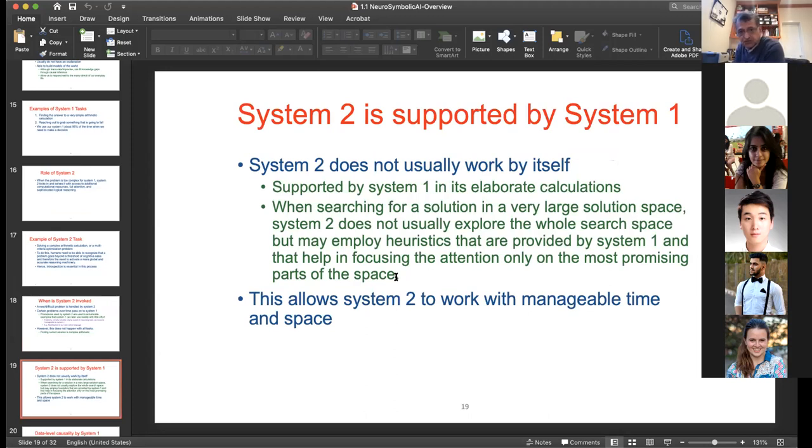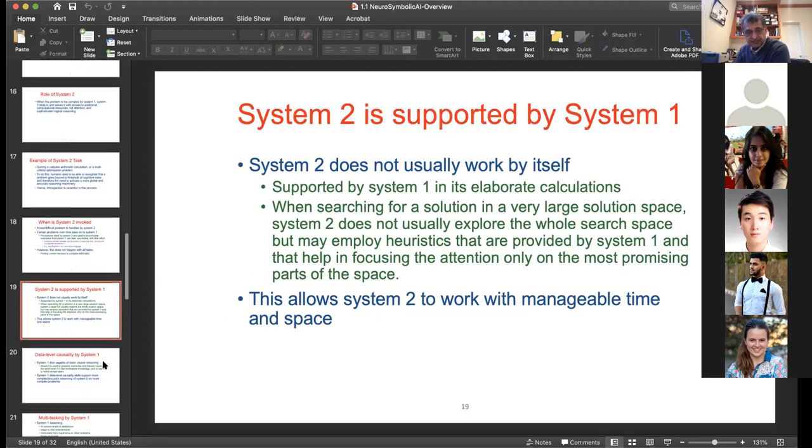When searching for a solution in a very large solution space, system 2 does not usually explore the whole search space, but may employ heuristics that are provided by system 1 and that help in focusing the attention only on the most promising parts of the space. This allows system 2 to work with manageable time and space. So we use it maybe sparingly.